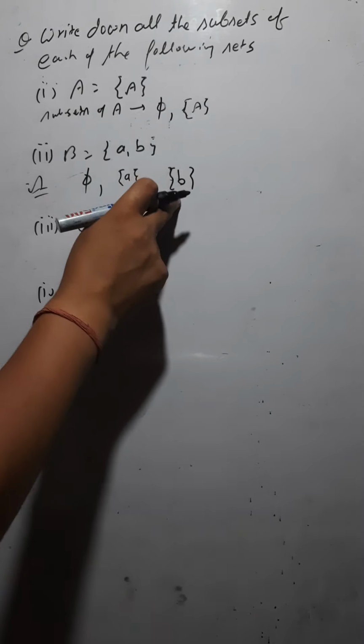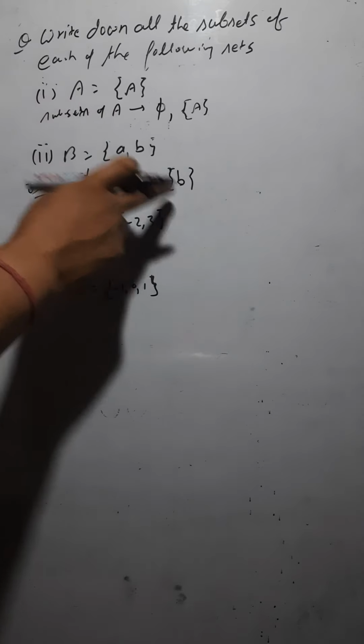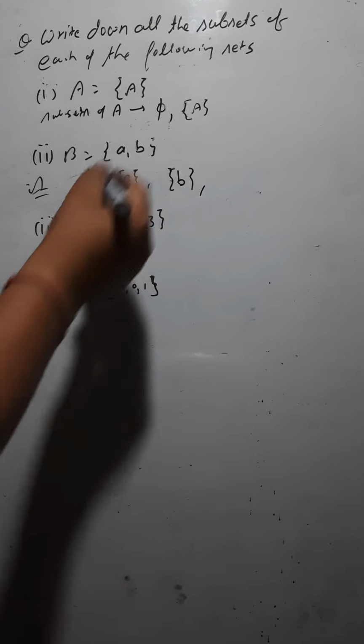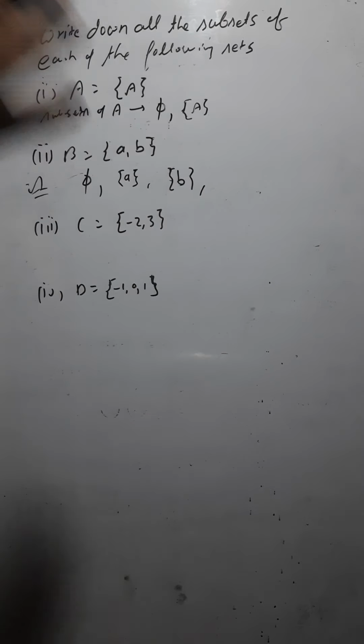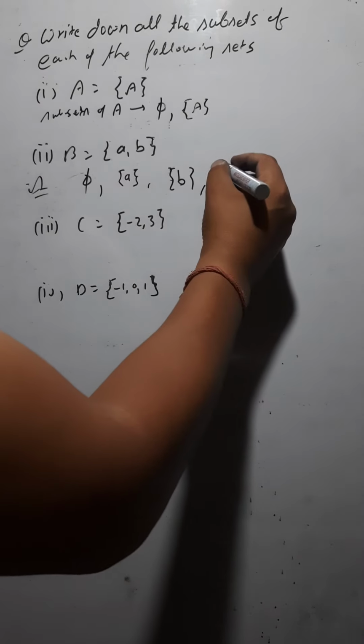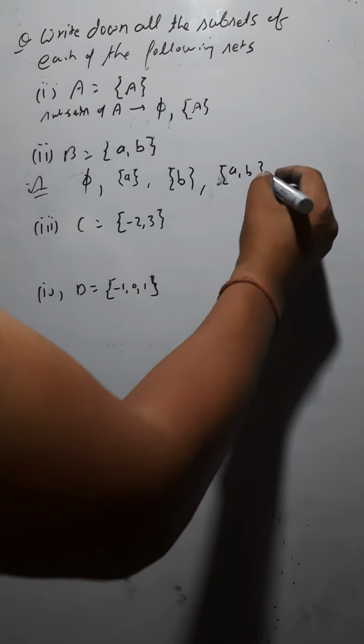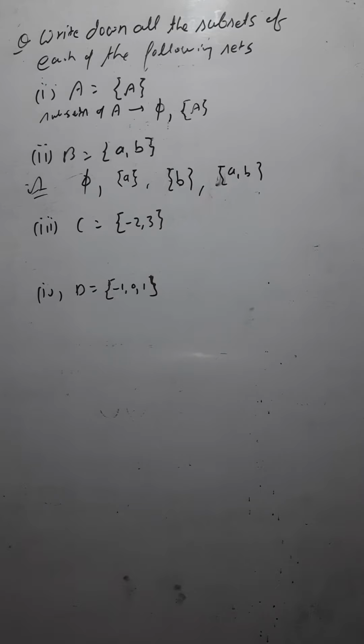Then you have B. So B is a subset of this one B, isn't it? Then together also you can write, because a set is a subset of itself also. So then you can write it together also. It implies what? A comma B itself is a subset of B.